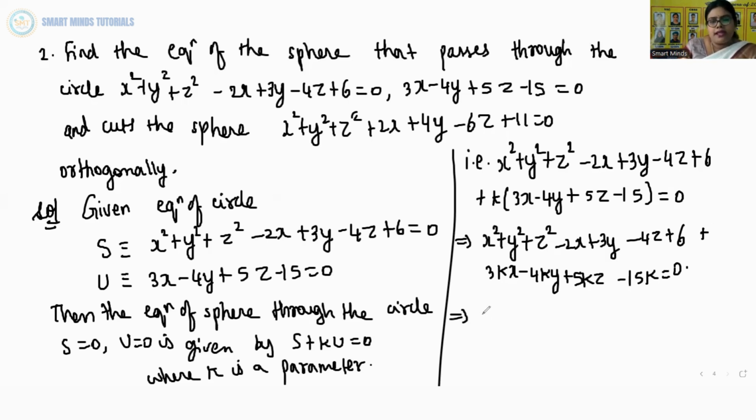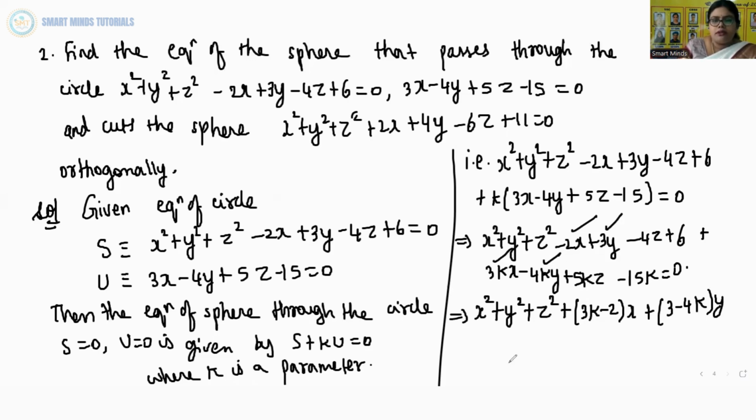Now we need to take x, y, z terms common. So we get x² + y² + z². If I take x common, we get (3k − 2) into x, from this term and this term. Next, (3 − 4k) into y, from this term and this term, I took y common. Now the same way, we have to take z common: (5k − 4) into z. Now constants I am writing in one single bracket. So now we will compare them.